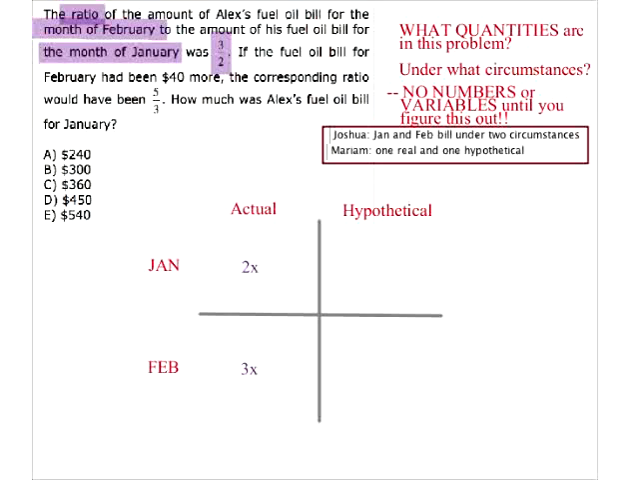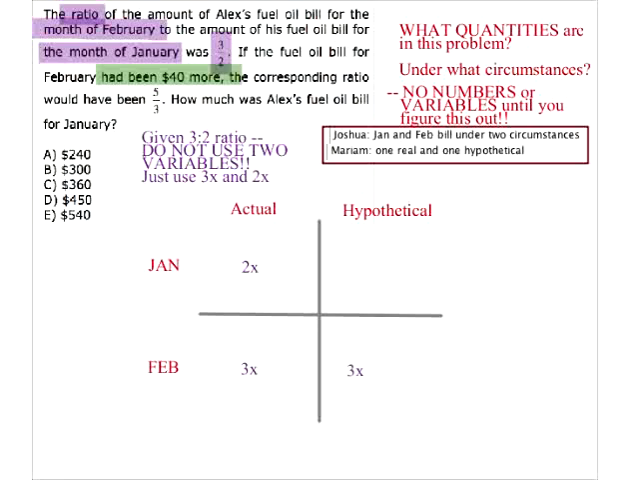So again, just to review, when you have a given ratio, like here we have a given ratio of 3 to 2, do not use two variables. Just use 3x and 2x. That's what we call the unknown multiplier in our strategy guide. If the fuel oil bill for February had been $40 more, so hypothetically $40 more than 3x, and there's no change in the January bill. You're not hypothesizing any change in the bill for January, so the bill for January is still 2x.